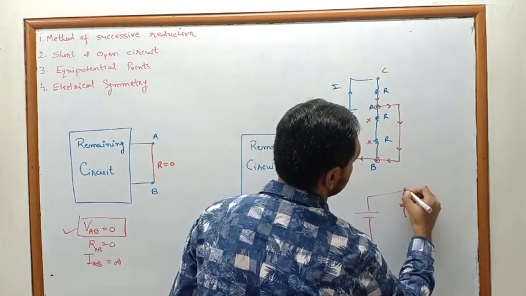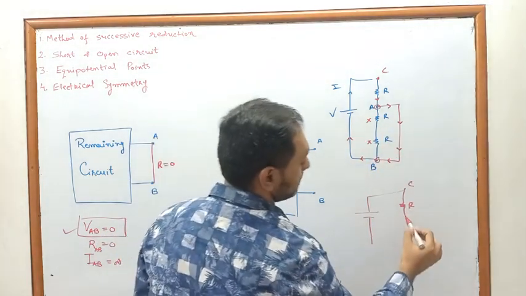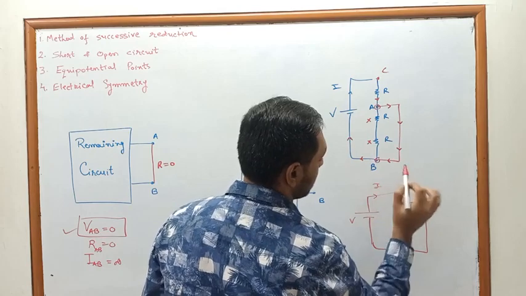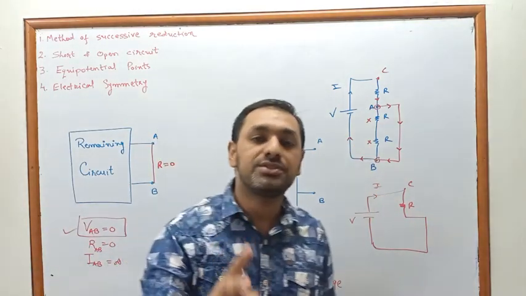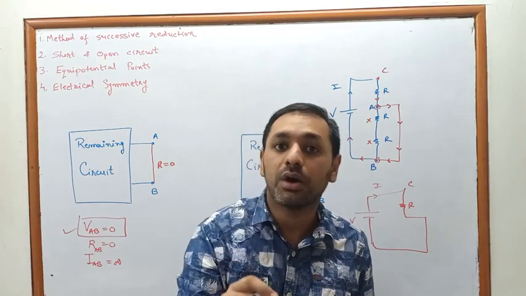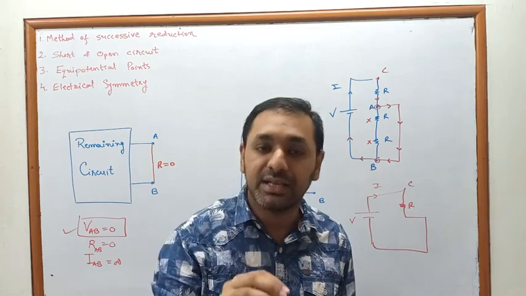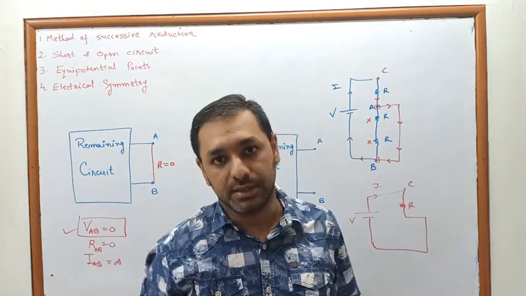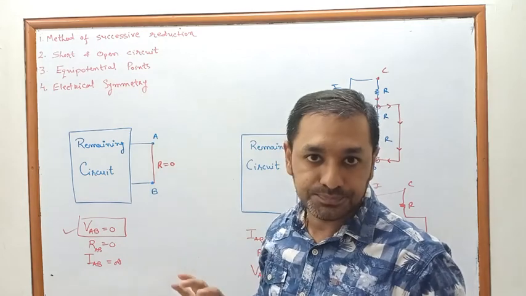This is R, this is point C. Now remove this circuit, V, I and R. Got it? So if the potential difference between 2 points is 0, then no current will flow through them. In that case, you can remove that part from the circuit. So this is the importance of short circuit.